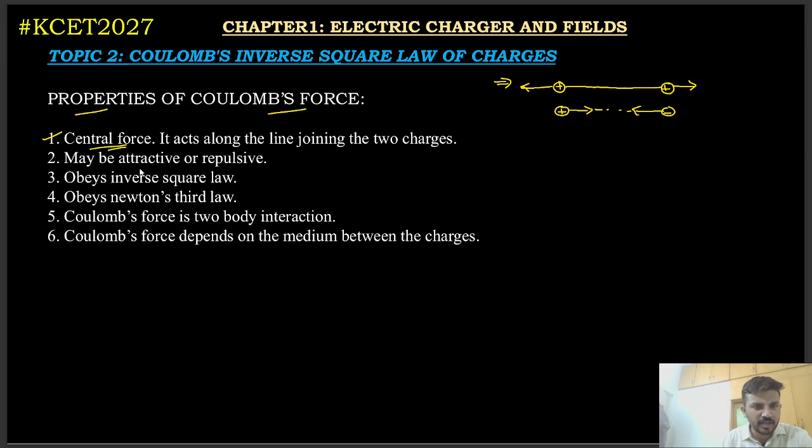Next, it may be attractive or repulsive, because like charges repel each other and unlike charges attract each other. Then, it obeys the inverse square law.